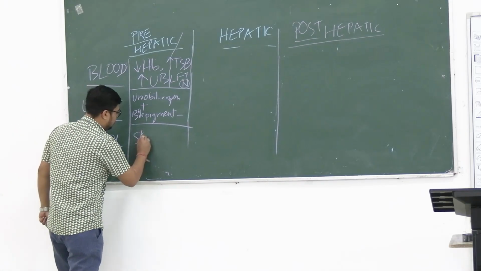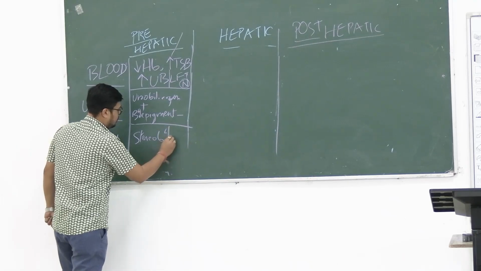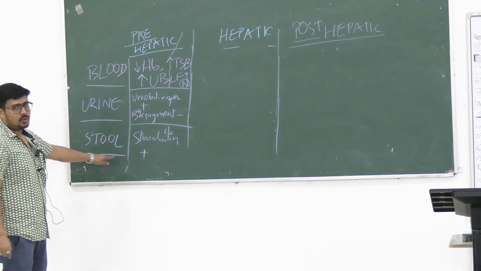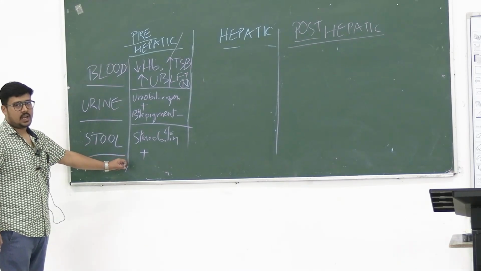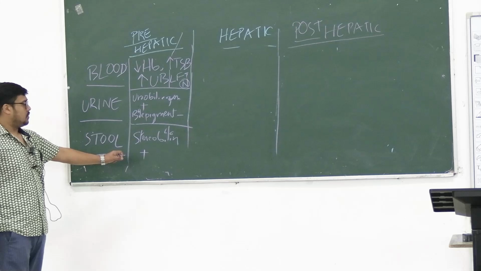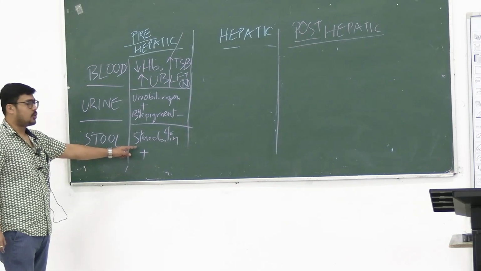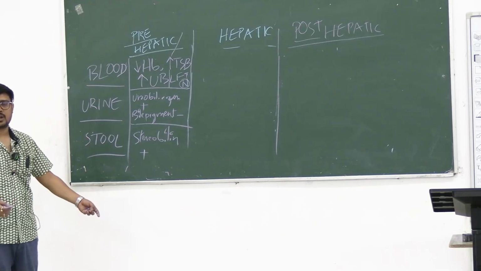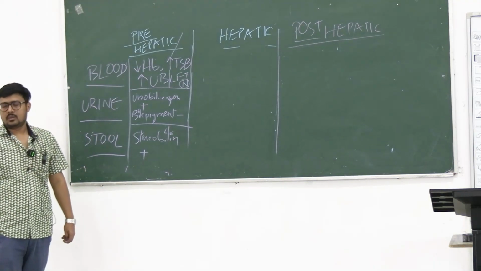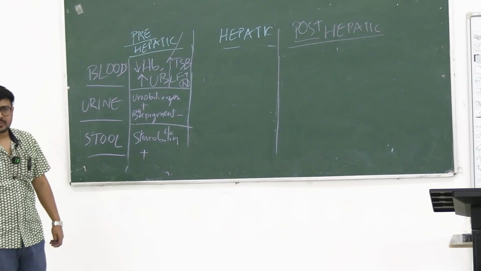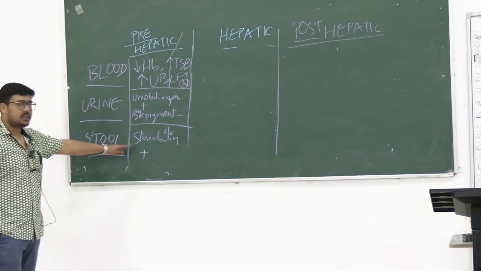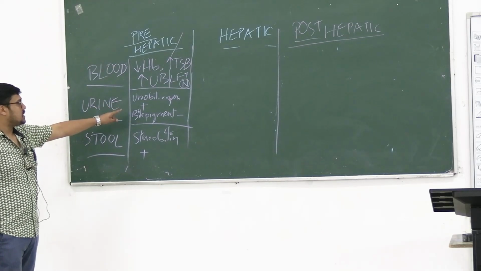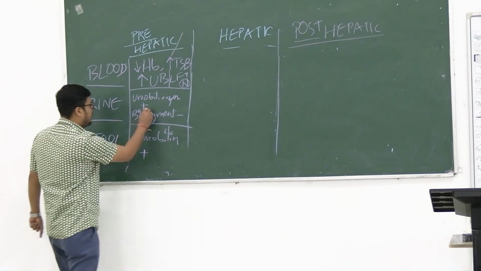Stool: presence of stercobilin. Present. So stool will be normal colored. The yellowish color of stool is attributed to the presence of stercobilin, which on coming to the exterior and getting oxygen exposure is oxidized to stercobilinogen, the yellow color product. But stercobilin is the main product. Stercobilin is present. So urine urobilinogen is present, but bile pigment or bile salt will be absent. Okay.